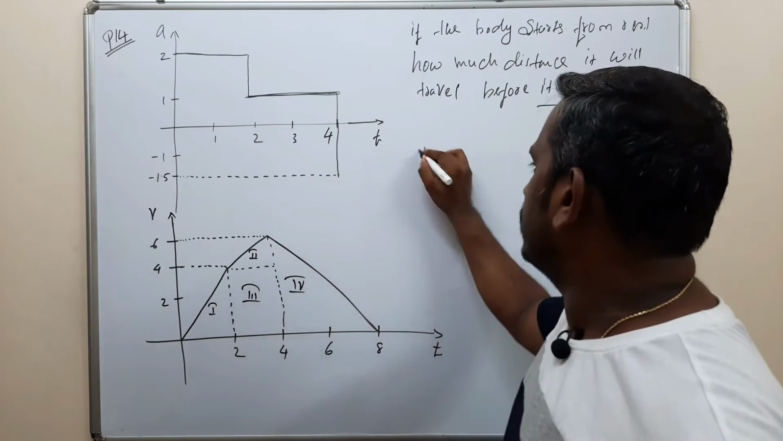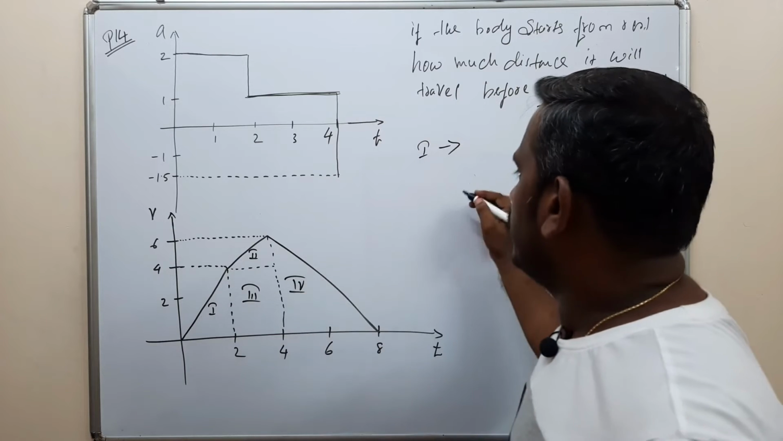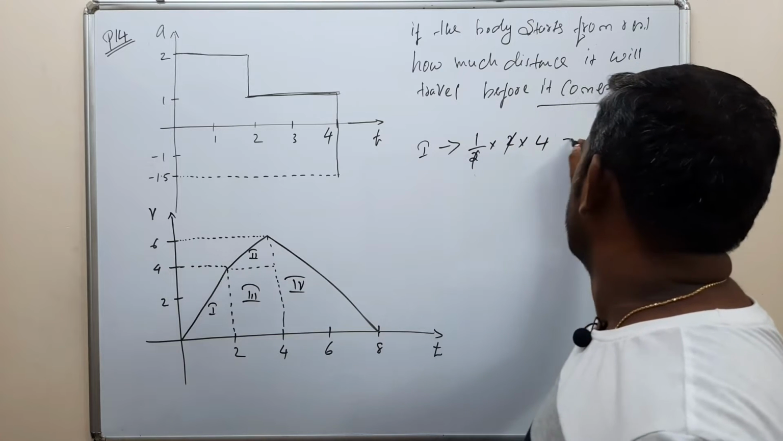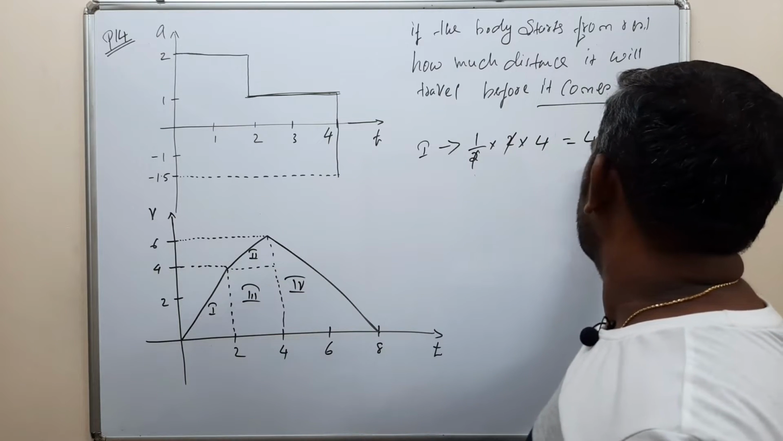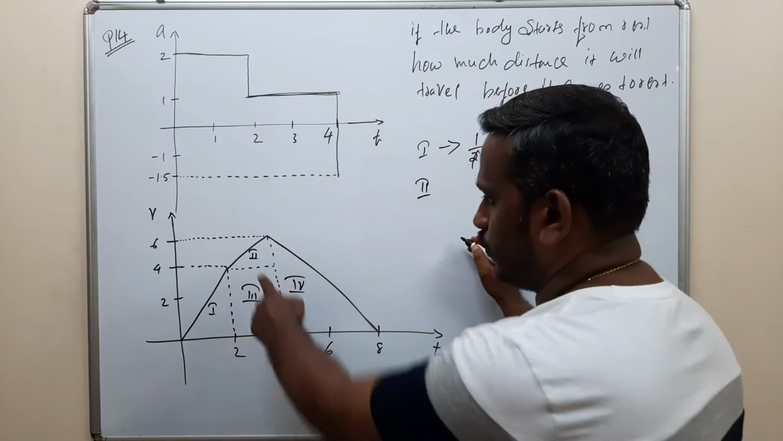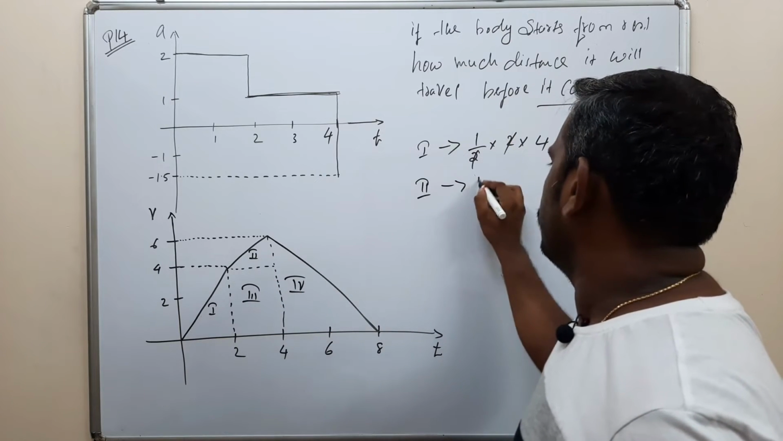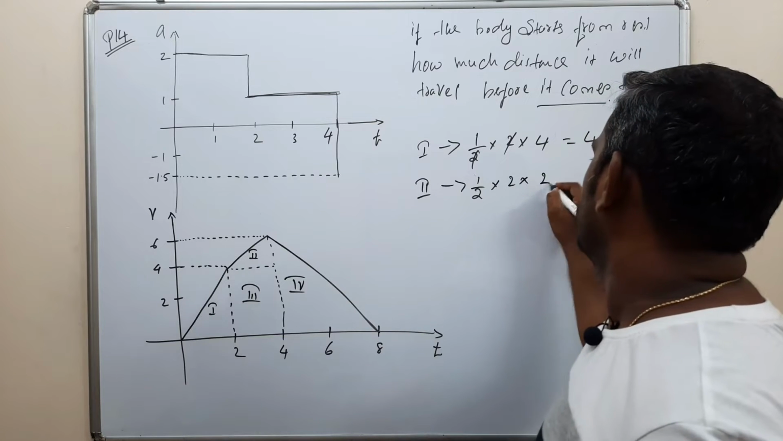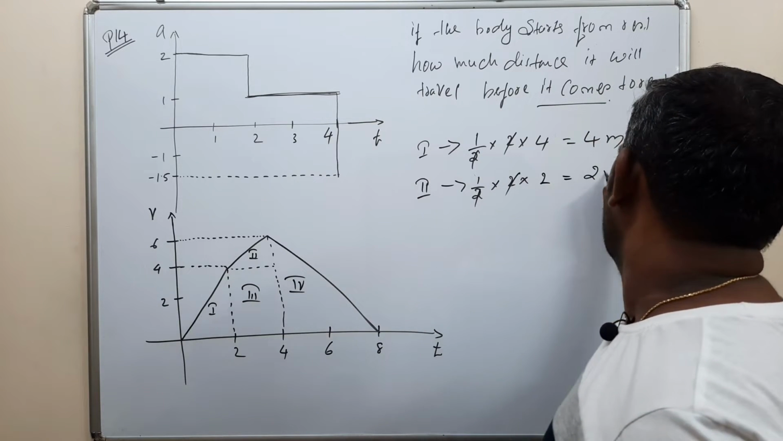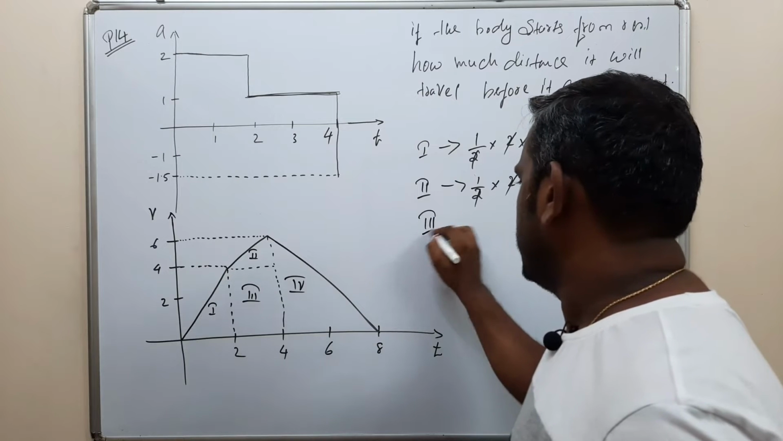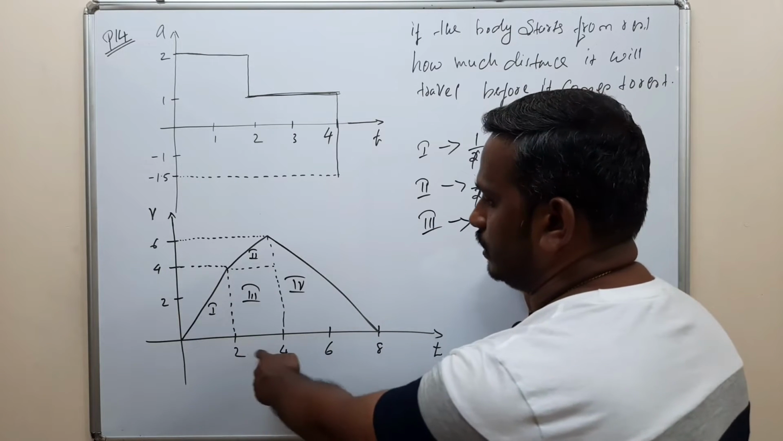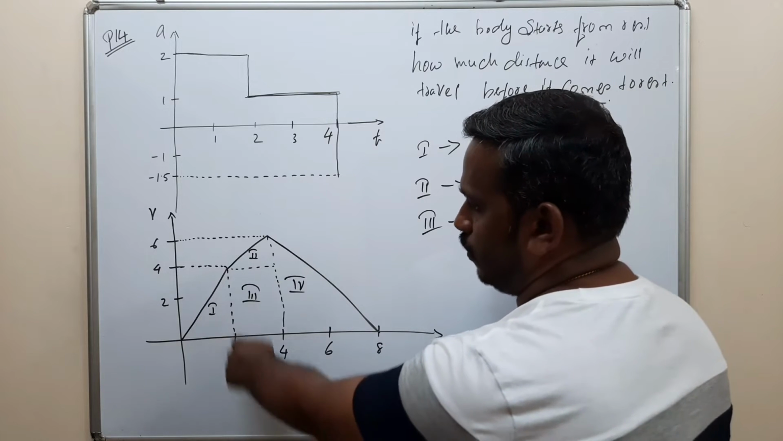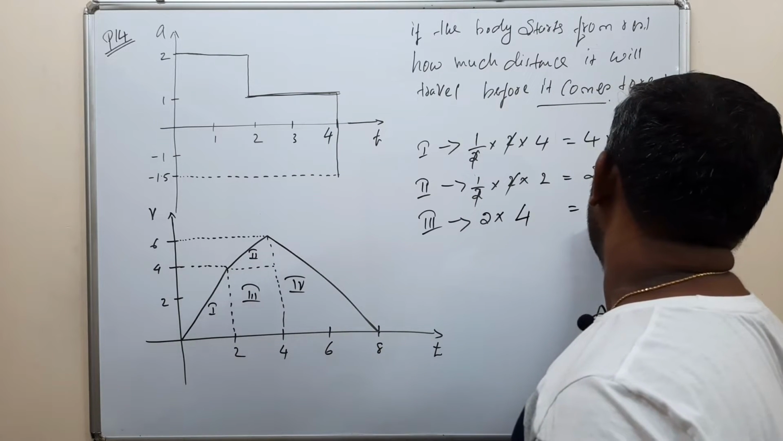First triangle: what is the area? Half into 2 into 4, 2 gets cancelled, so that's equal to 4 meter. Then the second triangle: half into 2 into 2, 2 gets cancelled, that's equal to 2 meter. Then the third, the rectangle: 2 into 4, that's equal to 8 meter.